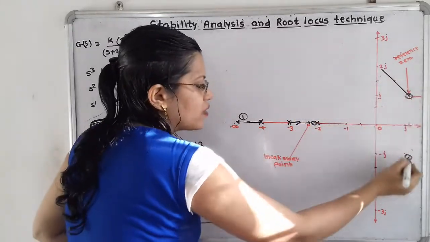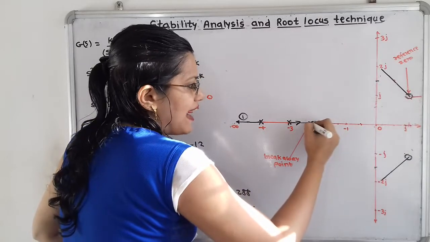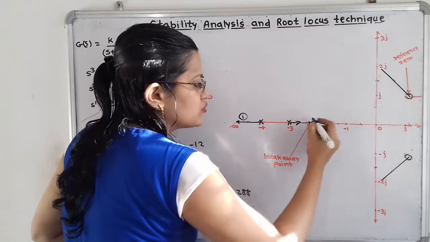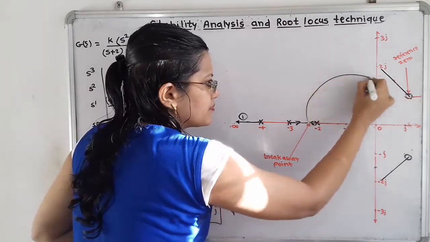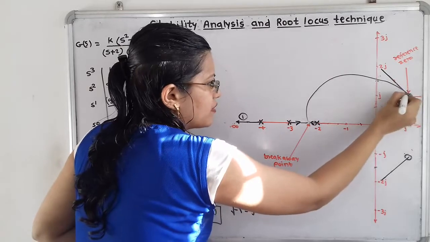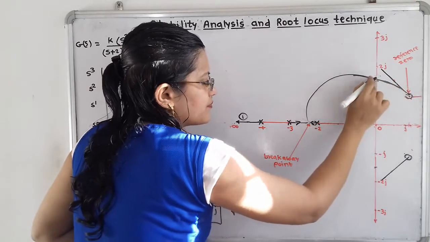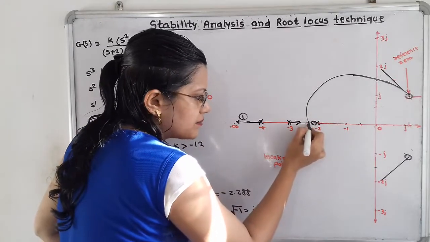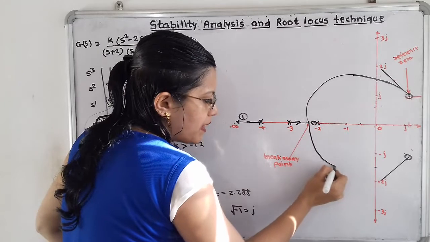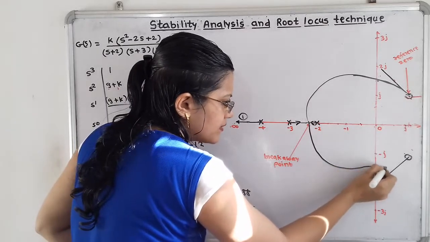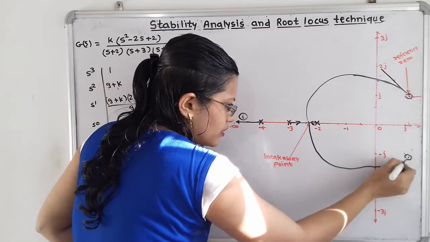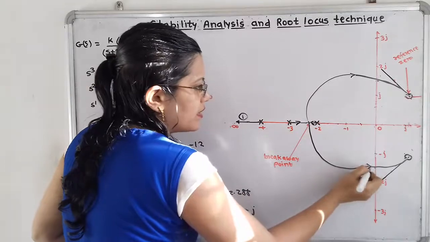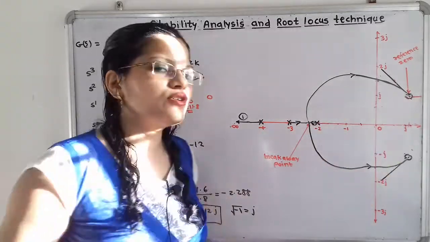Now here is the angle of arrival. So we have to start the branch that will pass through this point on the imaginary axis and reach the zero along this angle of arrival. Then here also, the second branch will start, pass through this point, and then reach the zero along this angle of arrival. Now we have to show the arrows also. So these are the arrows. So here is the formation of the root locus.